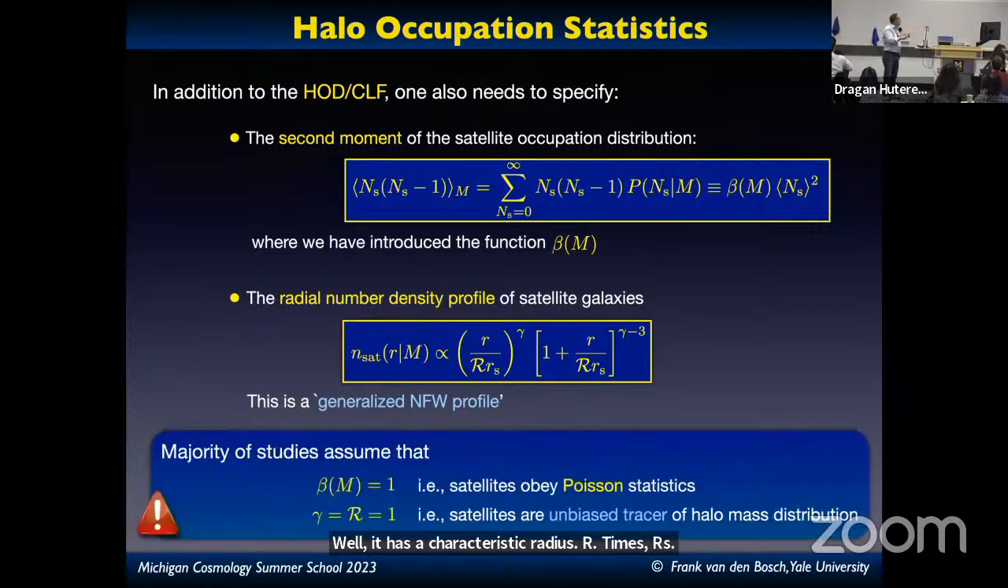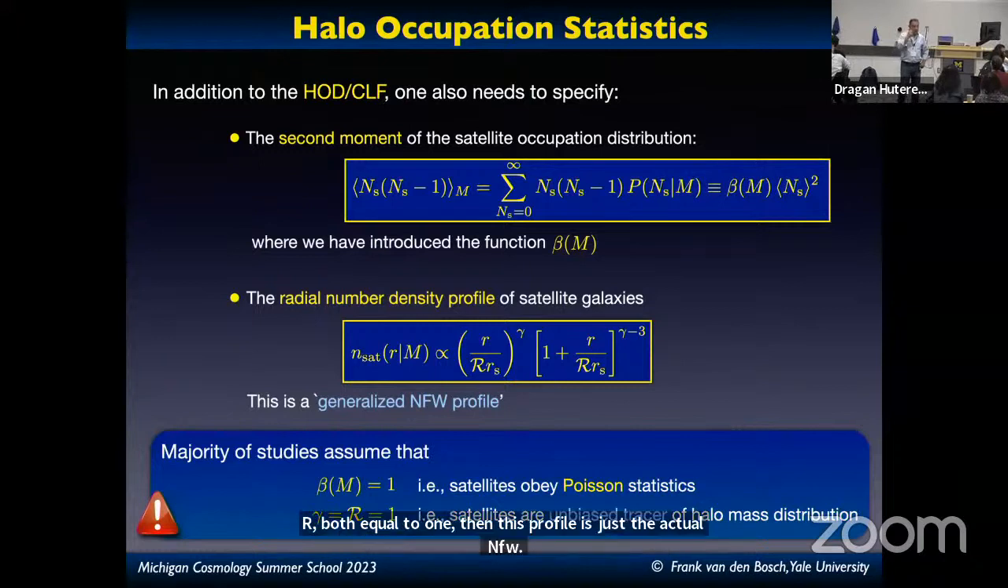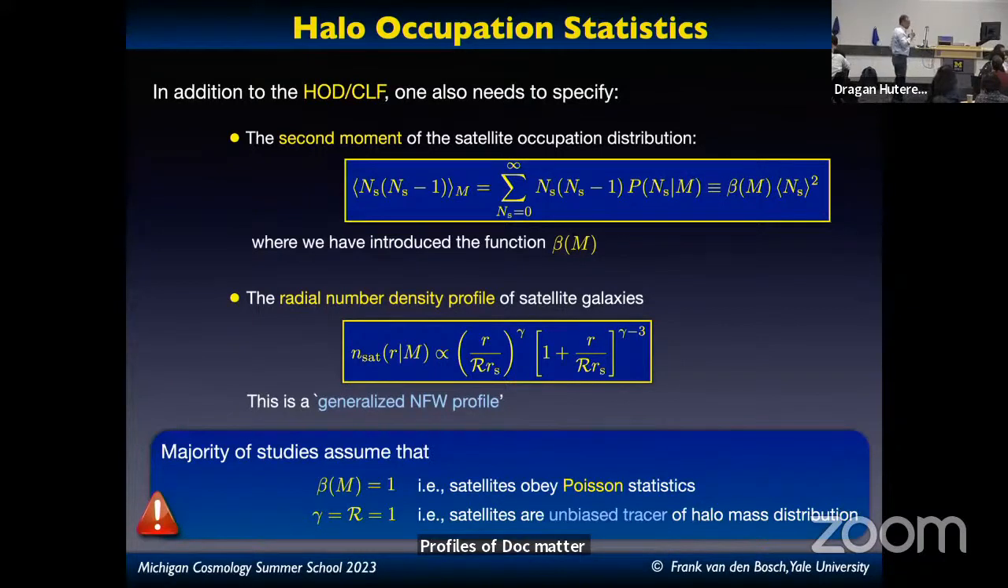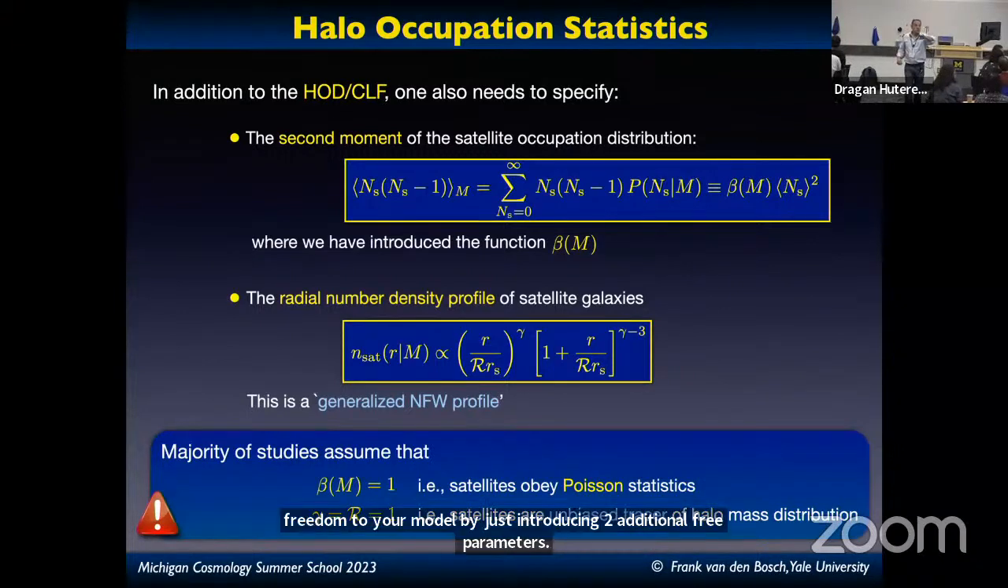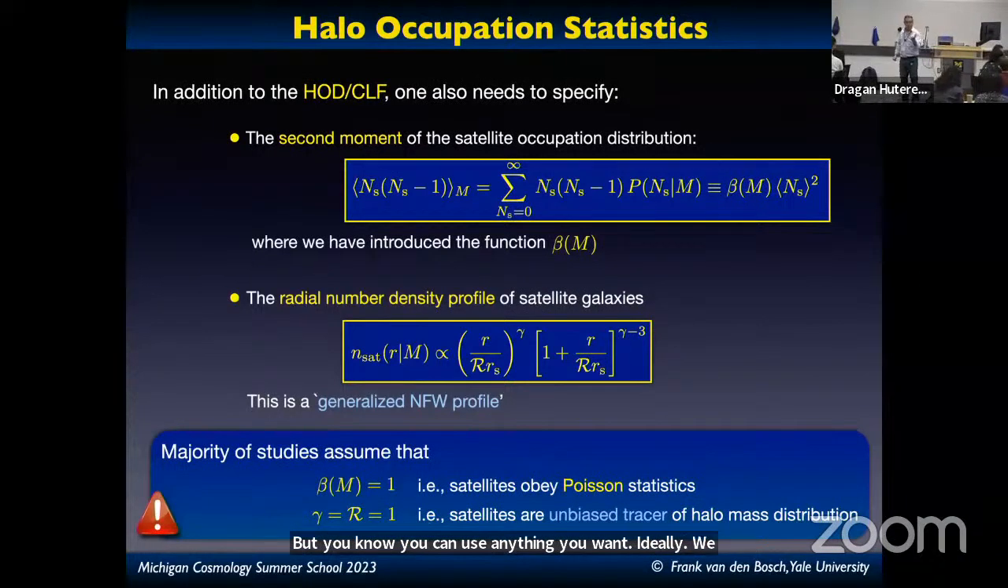If I set gamma and R both equal to 1, then this profile is just the actual NFW profile of the dark matter halo. In other words, you're effectively assuming that satellite galaxies are an unbiased tracer of the dark matter mass distribution within individual halos. Is that a reasonable approximation? It's one that many people make. If you're uncomfortable with that, here's a way to add more freedom to your model by introducing 2 additional free parameters. But you can use anything you want. Ideally, we want to marginalize over all these possibilities and ultimately constrain it with the data.